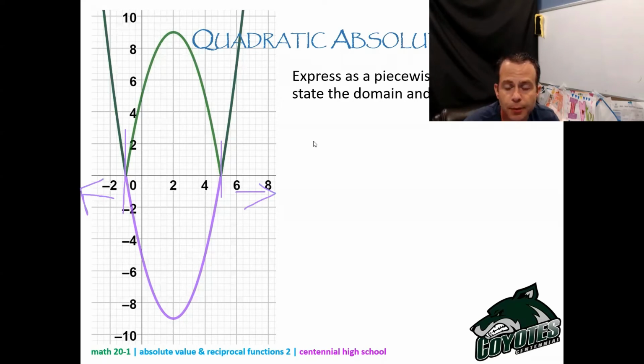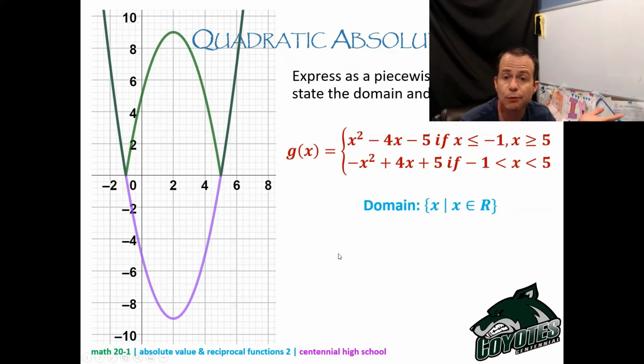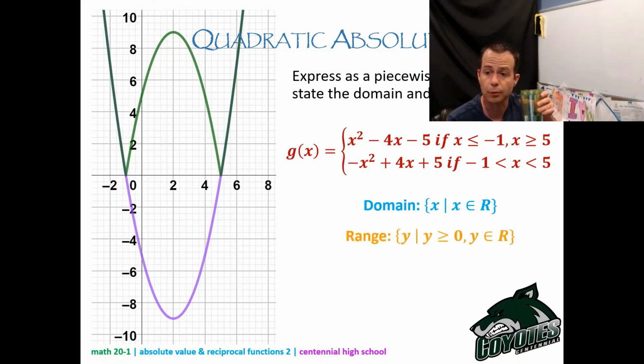So the piecewise function would look like this. I have the positive version up top if x is less than or equal to negative 1 and greater than or equal to 5. And then the negative version, all the signs got switched, and that's between negative 1 and 5. A reminder, the positive version gets the equal to portion of the inequality, the negative version doesn't. Then we asked for domain and range. So domain will be real and range will be greater than or equal to 0, where y is a member of the reals.